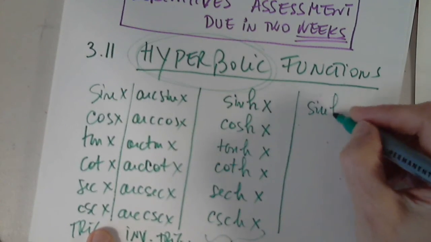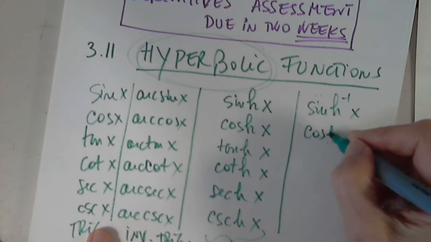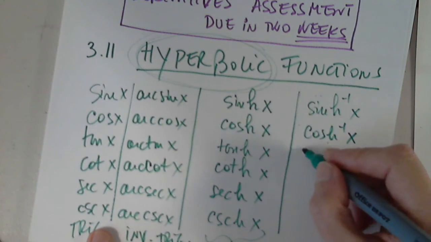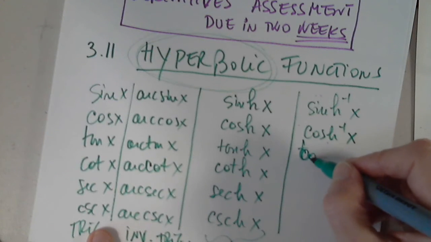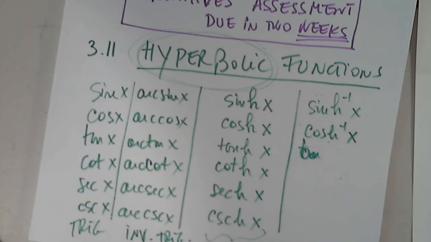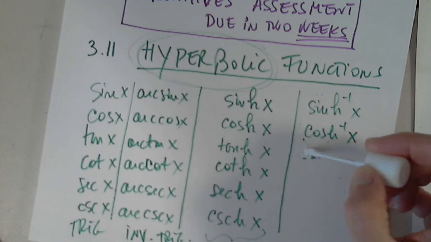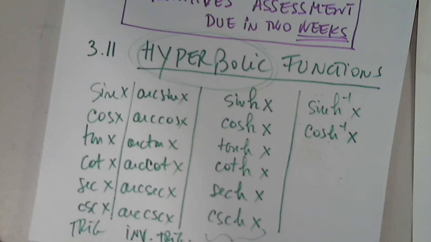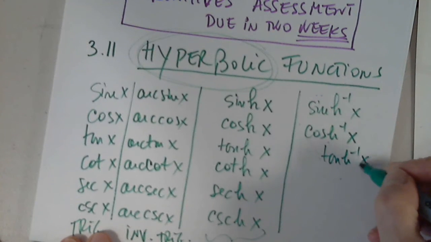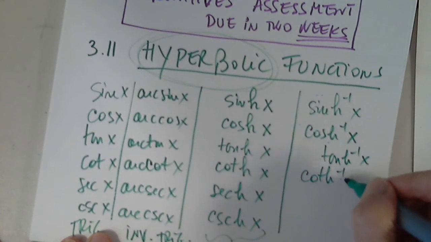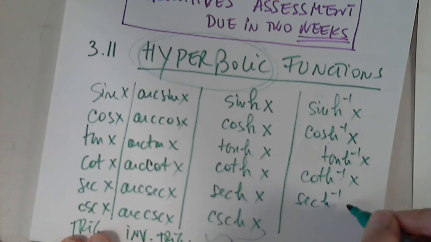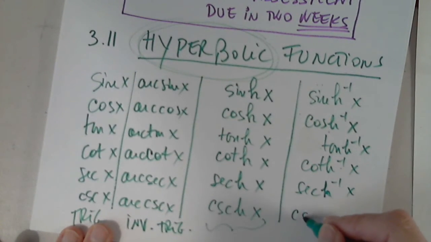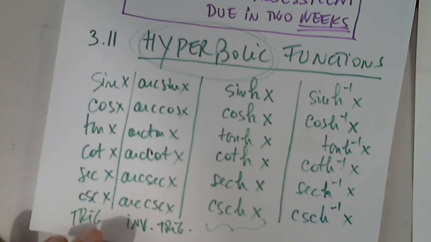Of course, hyperbolic sine inverse, hyperbolic cosine inverse, hyperbolic tangent inverse, hyperbolic cotangent inverse, etc., etc. I messed up my tangent. Hyperbolic cotangent inverse, hyperbolic secant inverse, and hyperbolic cosecant inverse. I am not going to do anything with these.